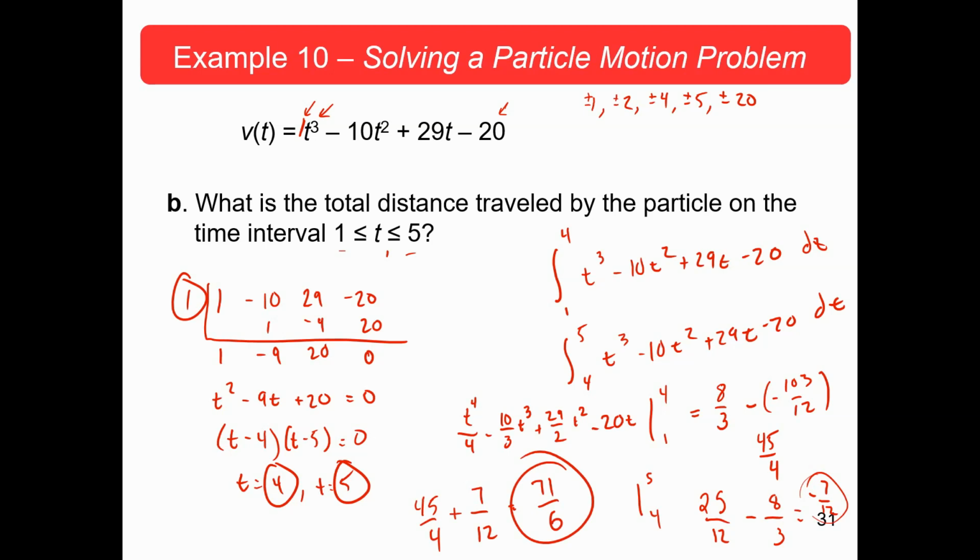So remember, when we're doing total distance traveled, we're going to take each piece of the integral, evaluate the absolute value and add all of the absolute values together. So if you have any questions about this, just shoot me a reminder or ask a question in class.